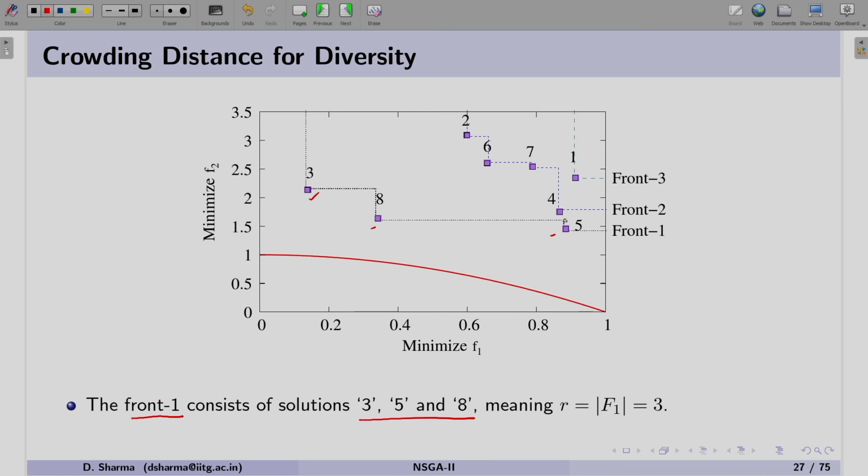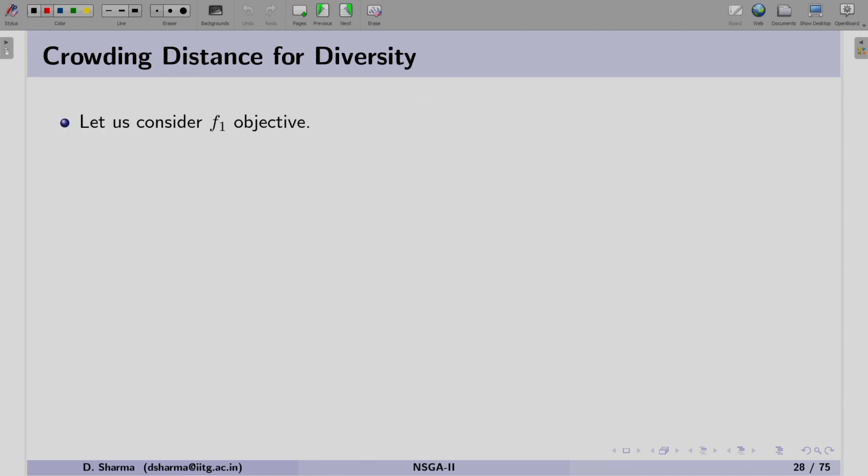So, the first step is how many solutions? R is equal to the cardinality of F1. We know there are 3 solutions. Initially, we set the crowding distance value of these 3 solutions equal to 0. Thereafter, we are going to calculate the crowding distance objective-wise. So, let us consider the first objective F1.